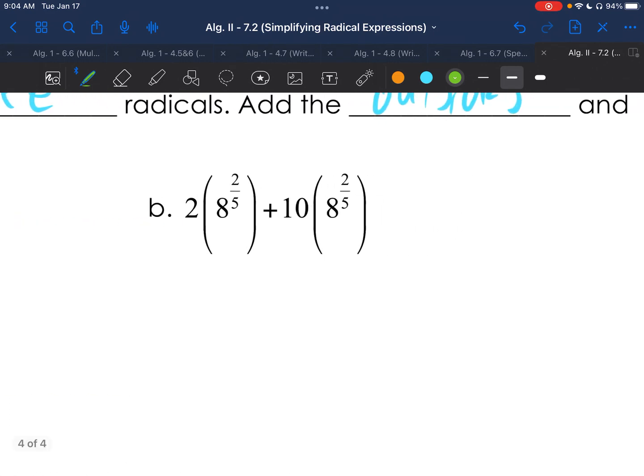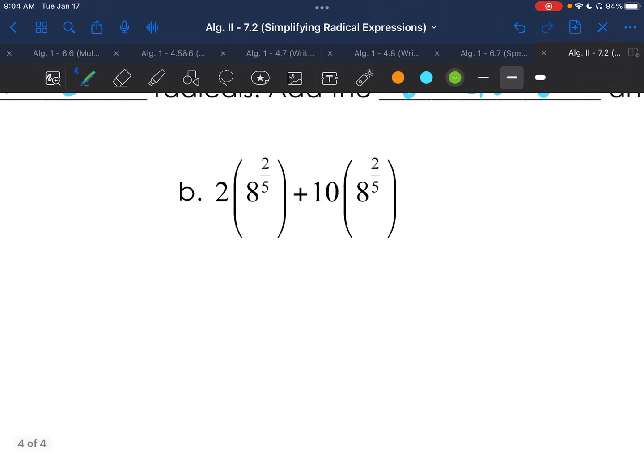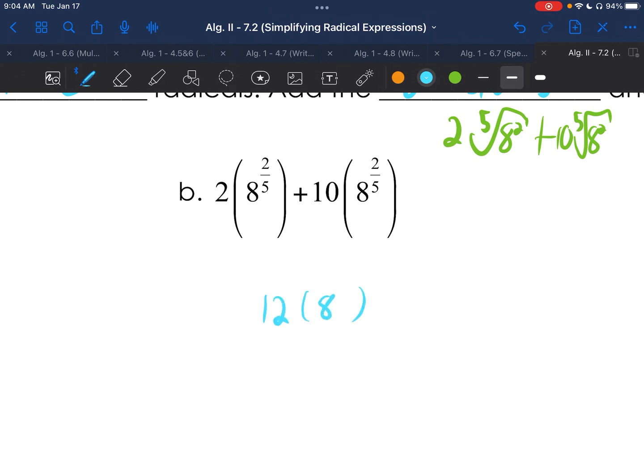All right, on to example B. Same thing. This time, they're actually the same already. It's 8 to the 2/5 both times. So once again, if you wanted to write this as radicals, it'd be like this: 2 times the 5th root of 8 squared plus 10 times the 5th root of 8 squared. Either way, you'd end up having 12, 2 plus 10, and you'd have the 8 to the 2/5, or the 5th root of 8 squared.